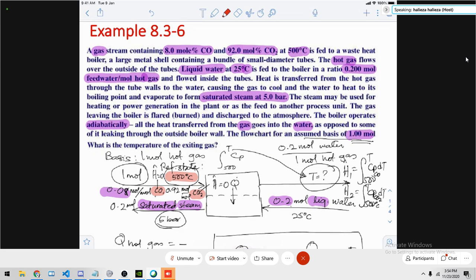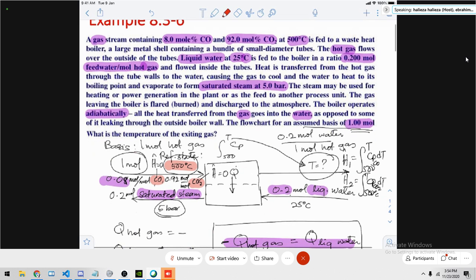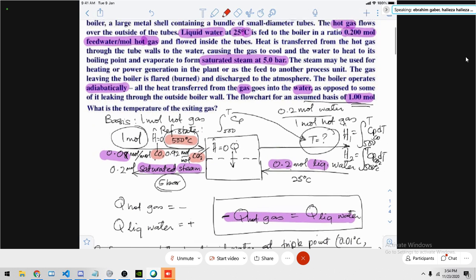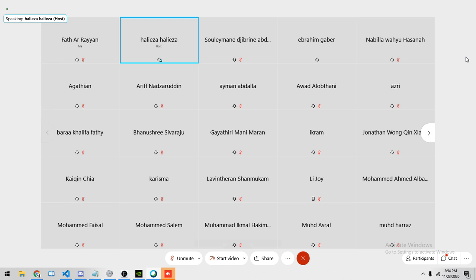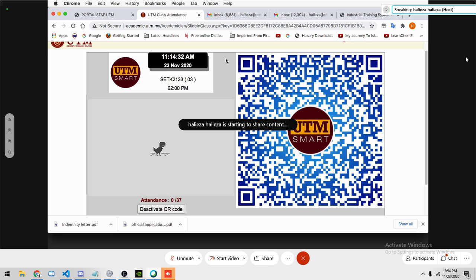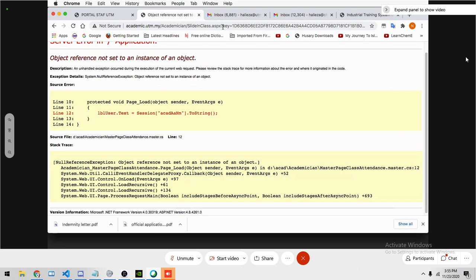Sir, can you display the QR code again? Oh, okay, thank you for reminding me. Let's go back to the QR code. There's no internet. What do you mean there's no internet? Why is there no internet? You can try to refresh your browser. Okay, refresh my browser.